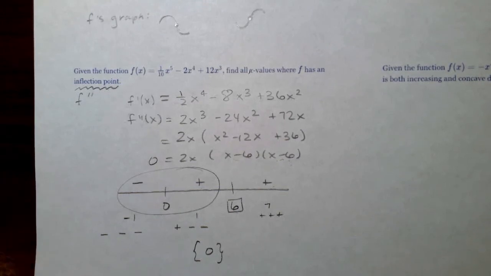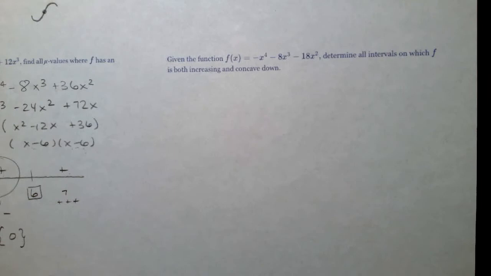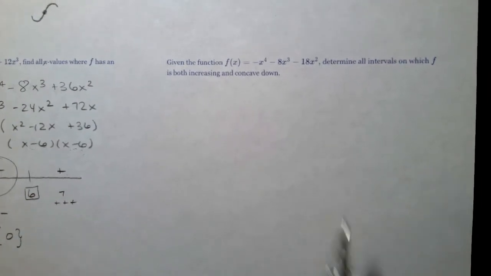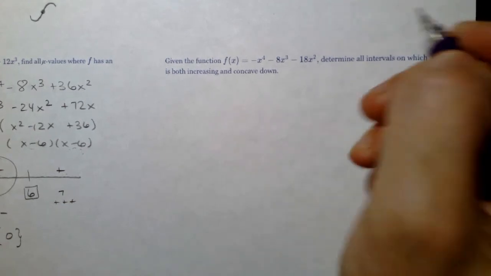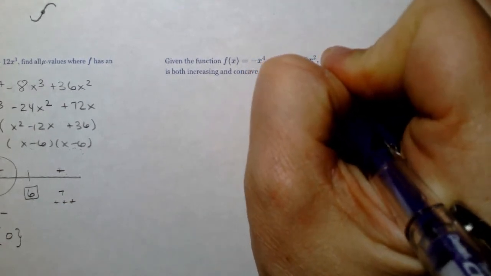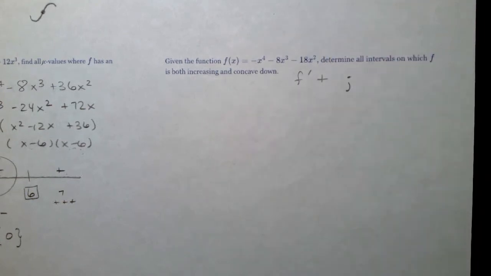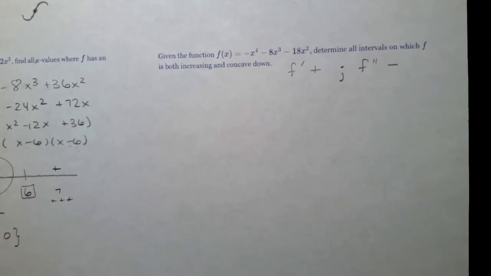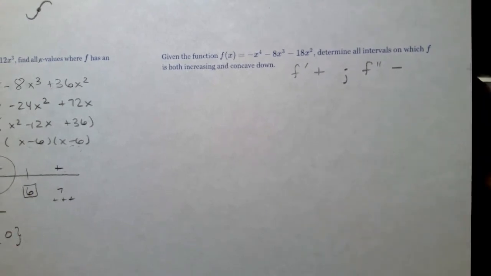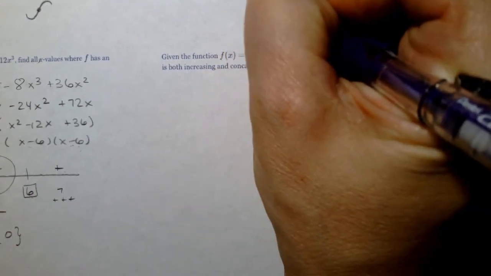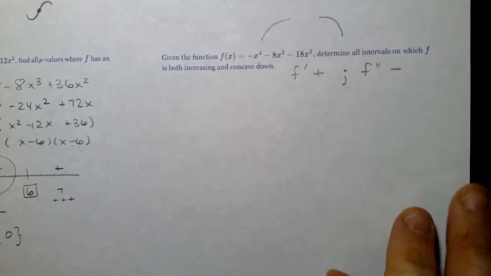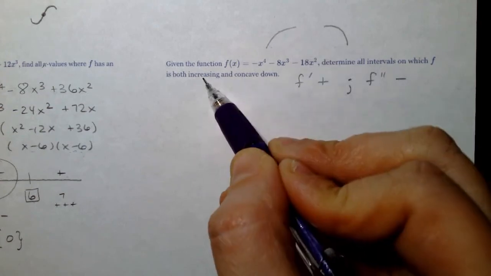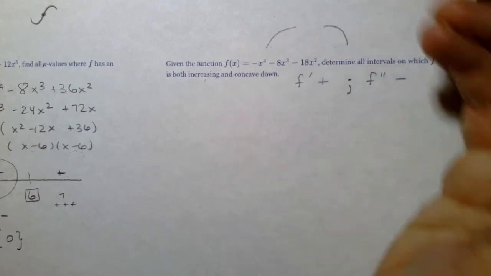For my last example, we're looking for 2 things. We're looking for where a function is increasing, so that means that f prime is positive. But then we're also looking for concave down, so we're looking for where f prime is negative. Concave down has 2 parts to it. Take a look, this or this, which we have to choose from. So the question is, which of these is an increasing slope?